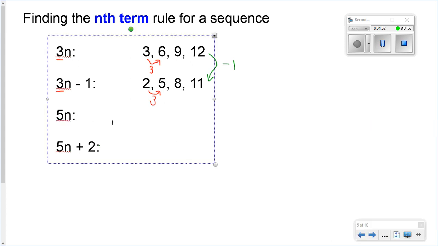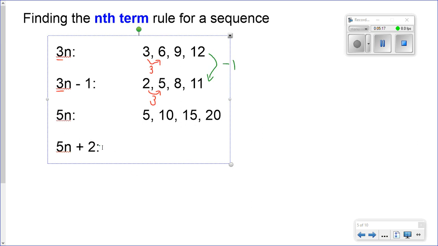So 5n. For the first term, n is equal to 1. So 5 times 1 would be 5. Second term, 5 times 2, which would be 10. For the third term, we would have 5 times 3, which is 15. And then we would have 5 times 4, which is 20.